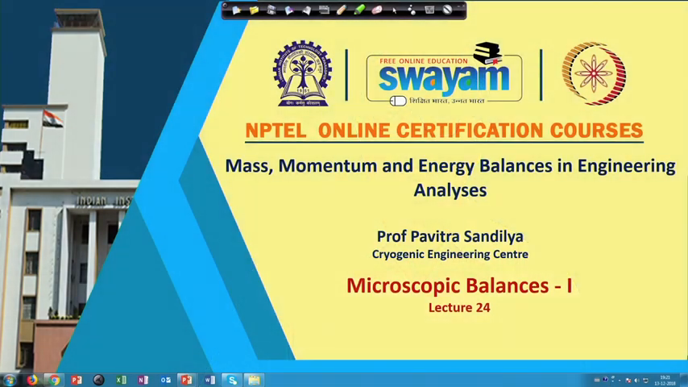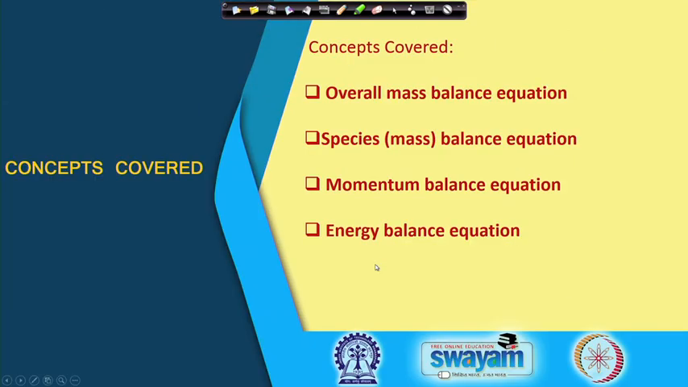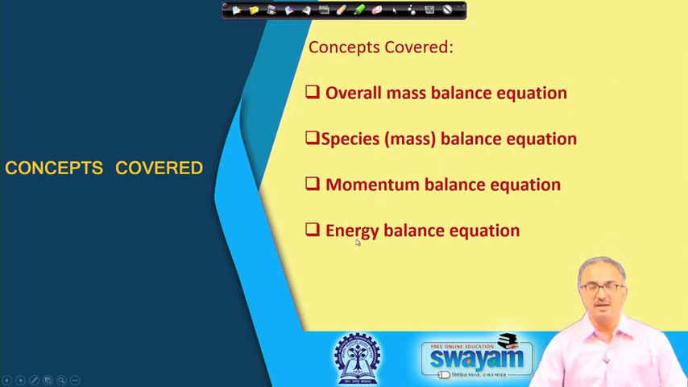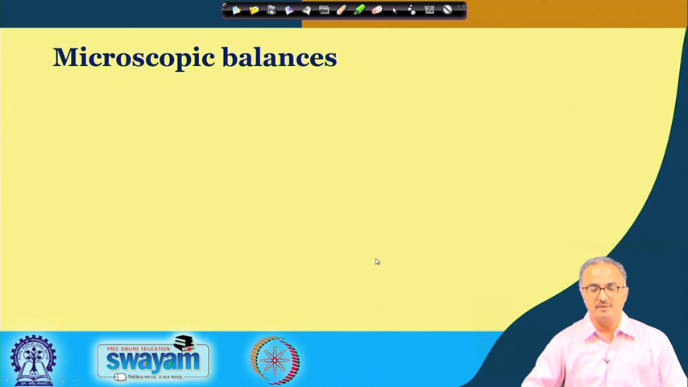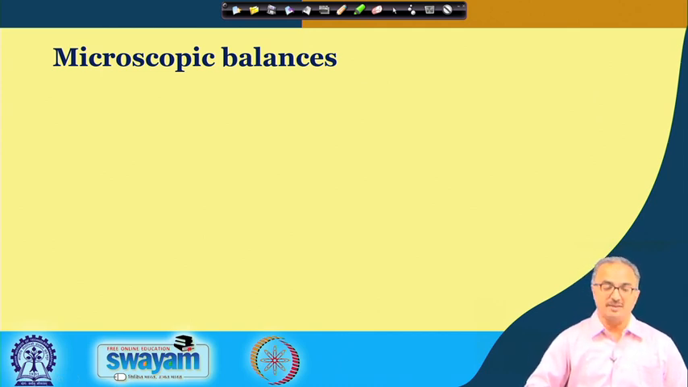Welcome. After learning about the macroscopic balances for energy, momentum and mass and also their solution techniques, we move on to the microscopic balances. So, in this particular series of lectures, what we shall learn is how to make the microscopic balances for mass balance, and these two represent the overall mass balance and species mass balance, and the momentum balance and energy balance.